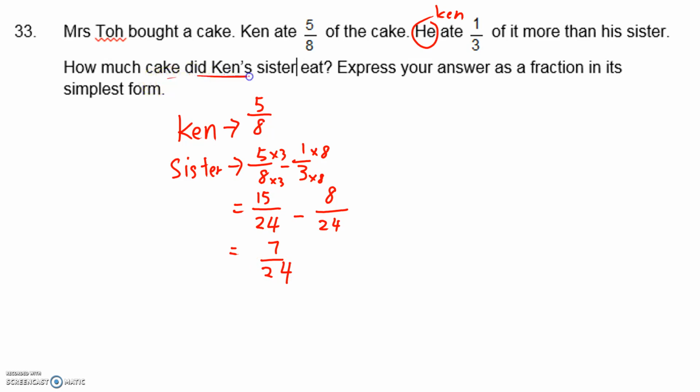So how much cake did Ken's sister eat as a fraction in the simplest form? It seems that this is the simplest. Can I go any further? I can't. So 7/24 is the answer.